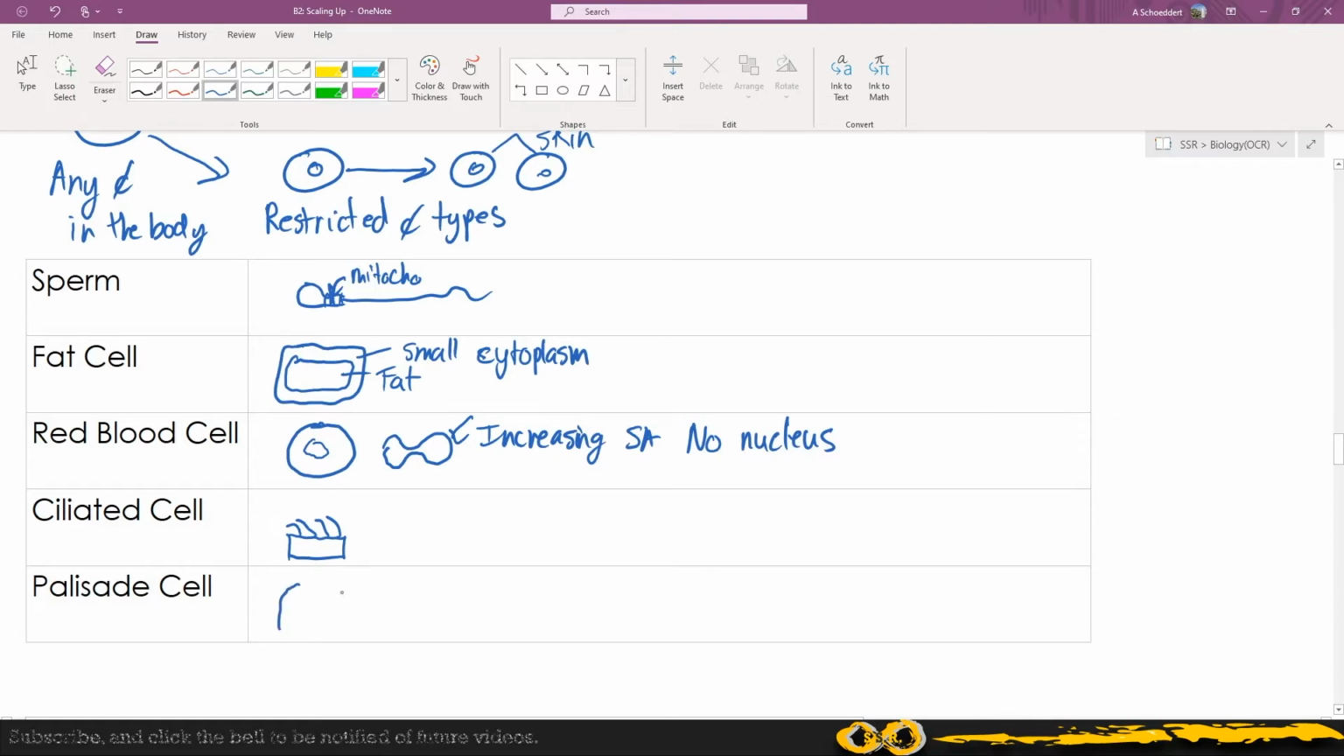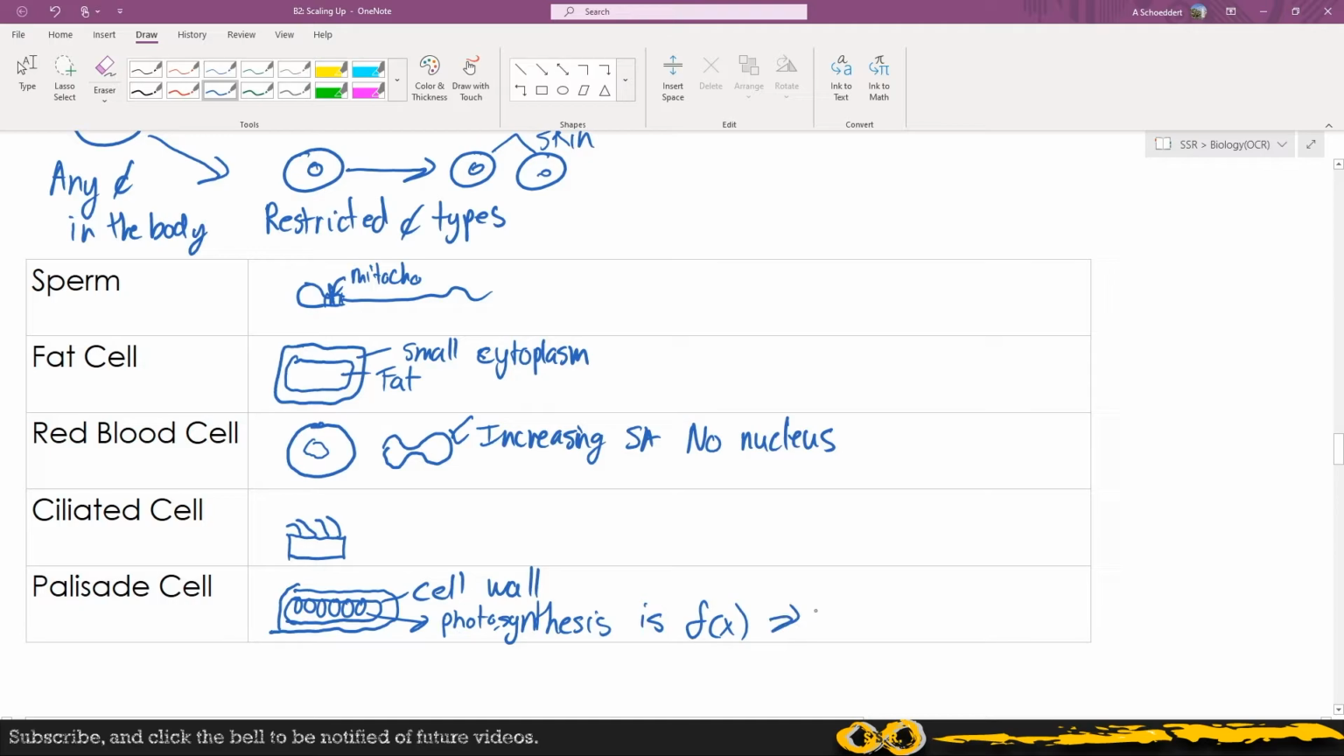Another example might be the palisade cell in a plant. So it would have, being a plant cell, its cell wall. It will have lots and lots of chloroplasts because a palisade cell is a cell that does photosynthesis. Photosynthesis is the function of this cell. It has to have chloroplasts. I highly recommend that you go and you study your specialized cells and think about, how is this cell good at its job? What shape, what form, what features does it have that makes it adapted to what it needs to do?